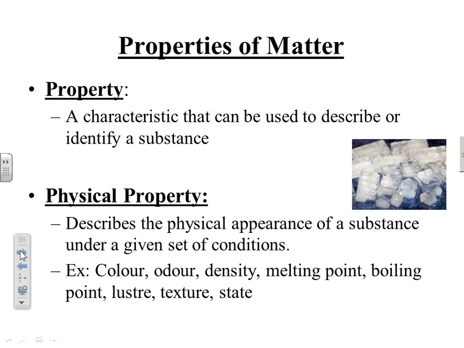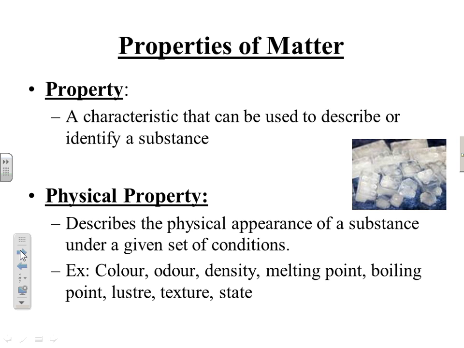A property is a characteristic that can be used to describe or identify a substance, it's like a way to describe it, a description. A physical property describes the physical appearance of a substance under a given set of conditions. So it's what you see when you look at it.